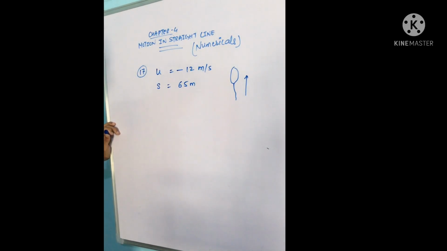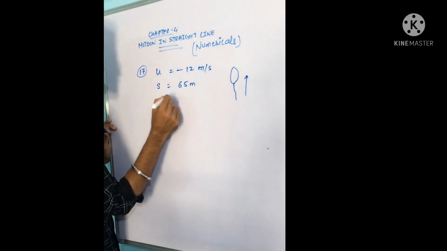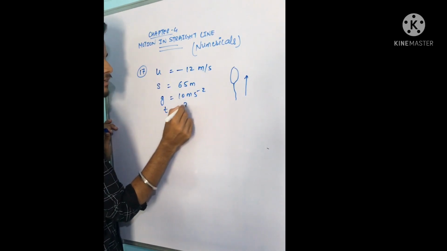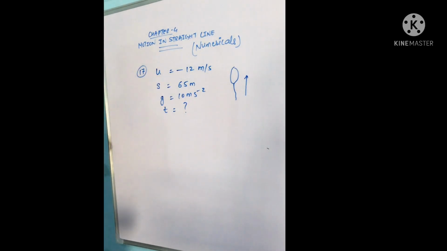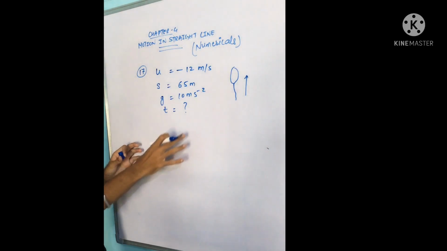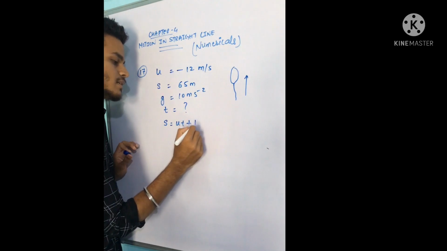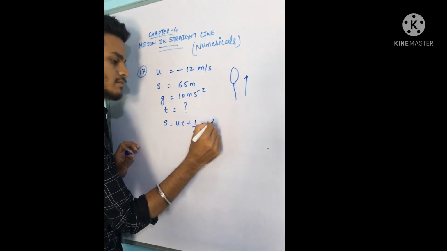Exactly at an instant, the packet drops from it. How much time will the packet take in reaching the earth? If g is given as 10 meter per second square, we have to calculate the time. How to calculate the time? We have a very simple formula for finding this. S is equals to ut plus half at square.